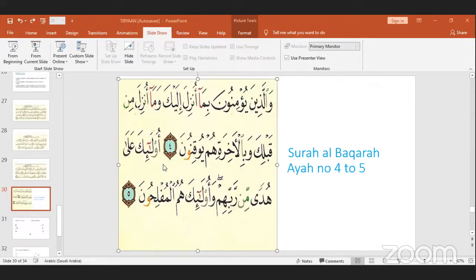المفلحون. Okay, so this is a small ayah. It's an easy one to learn as well. So we'll start here. Ulaika, in the first word only, most of you are confused.